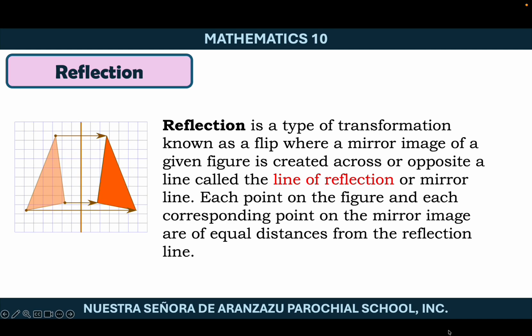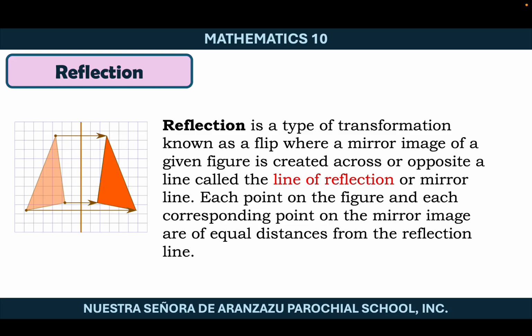Hello, good evening. So this time we are going to discuss the second type of transformation, which is the reflection. So kapag sinabi nating reflection, it is also known as a flip. So ibig sabihin, given the figure or an object, we are just flipping the position of the given object. Okay, so in a reflection, the mirror image of a given figure is created across or opposite of a line called the line of reflection.